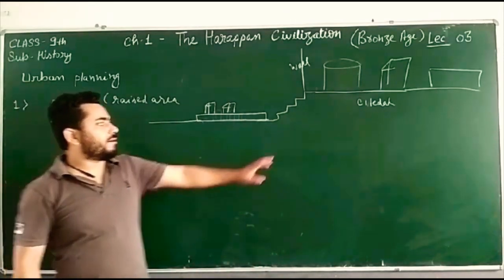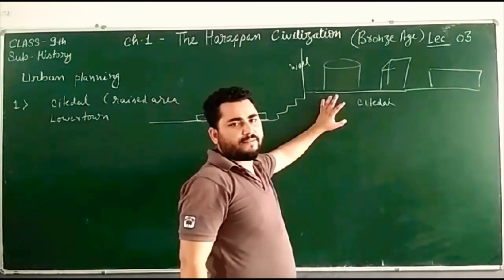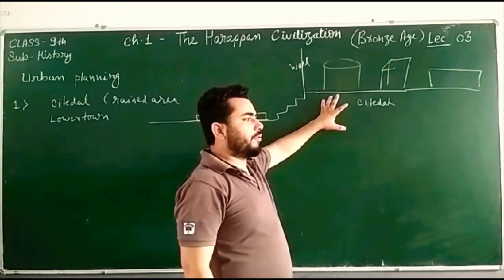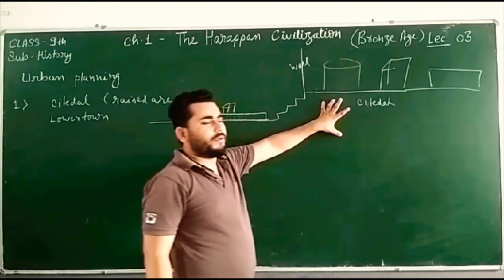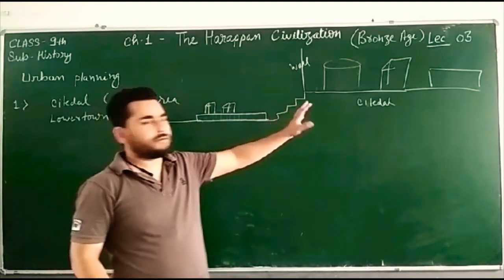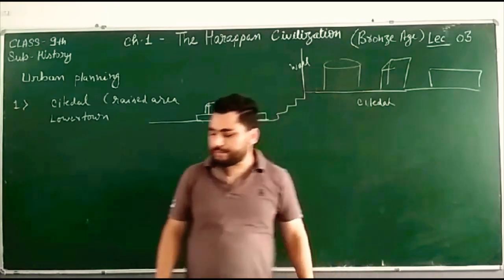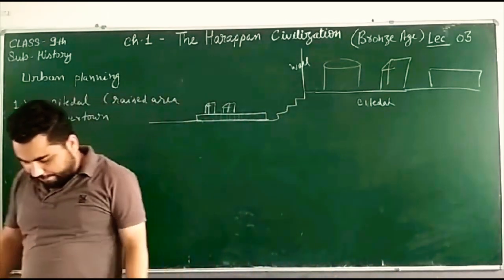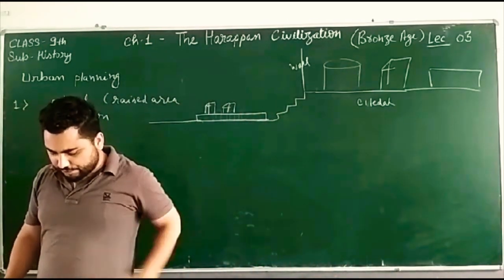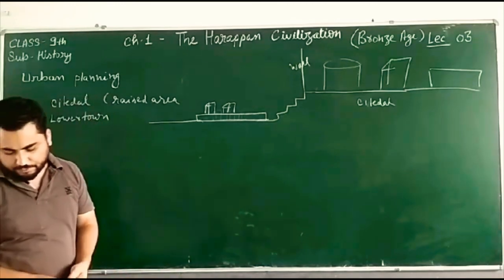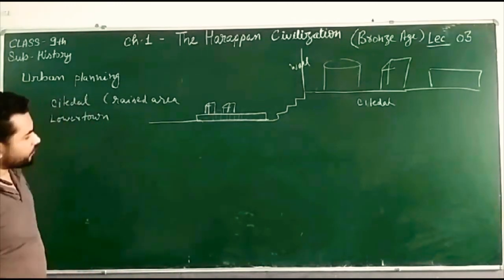And here some ruling class must have lived. Although it was being ruled by a class of merchants, all the wealthy people or elite class must have been living in the citadel area. Then after that, the main streets followed a grid pattern running from north to south or from east to west.